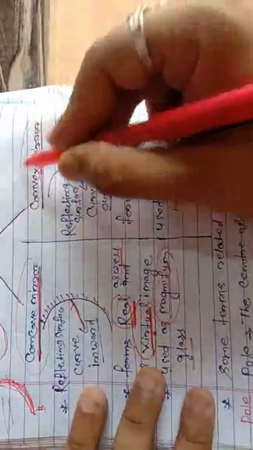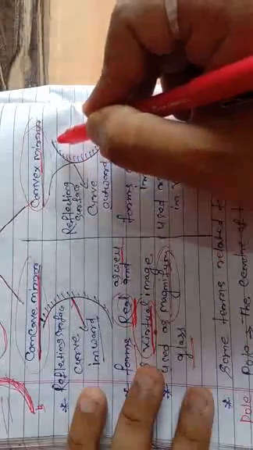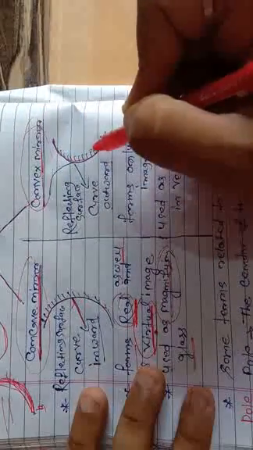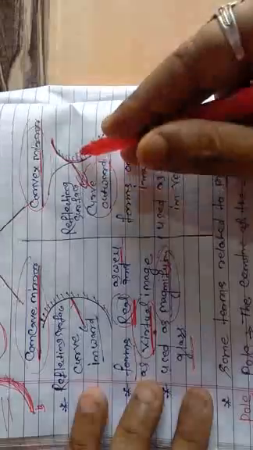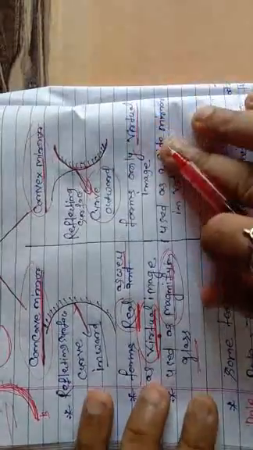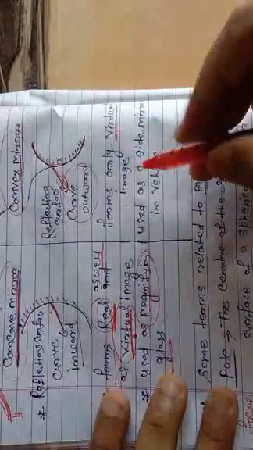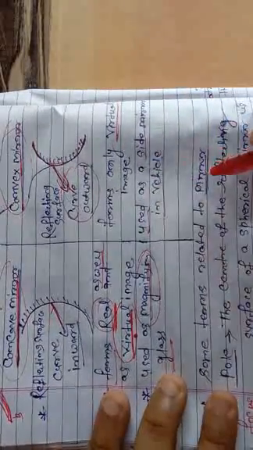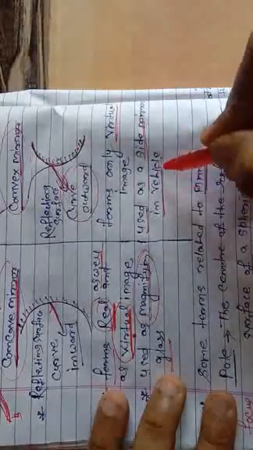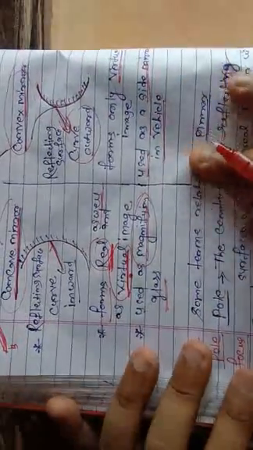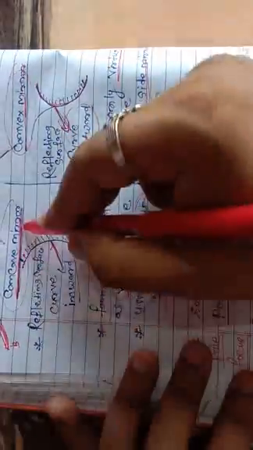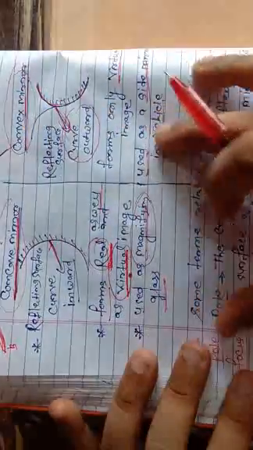Next we talk about the convex mirror. What is a convex mirror? A convex mirror is a kind of mirror whose reflecting surface is curved outward, bulging outward. This is your convex mirror. It always forms only the virtual image, means it always forms an imaginary image. And it is used as a side mirror in vehicles. The reason we will study in our next class, but these are the differences between concave mirrors and convex mirrors. So just keep it in mind.